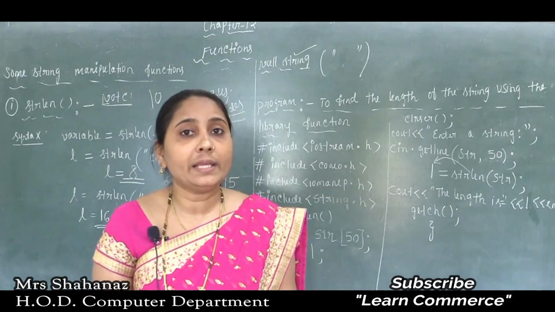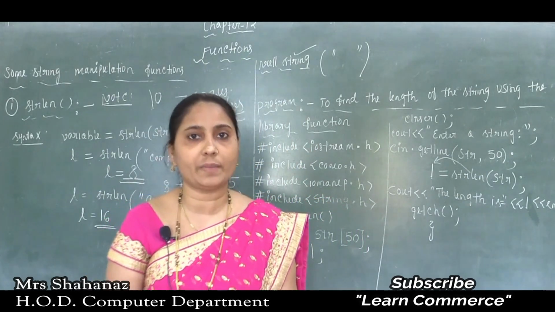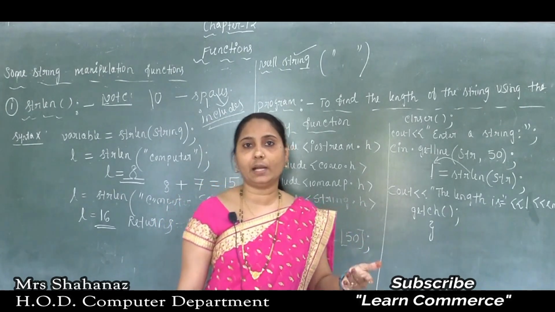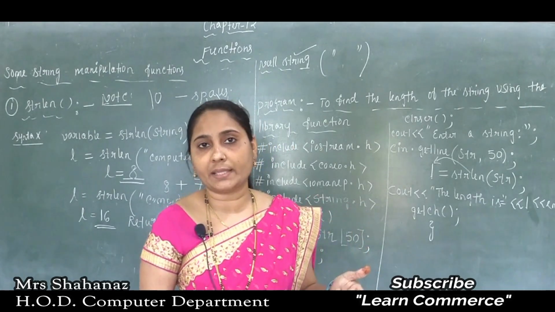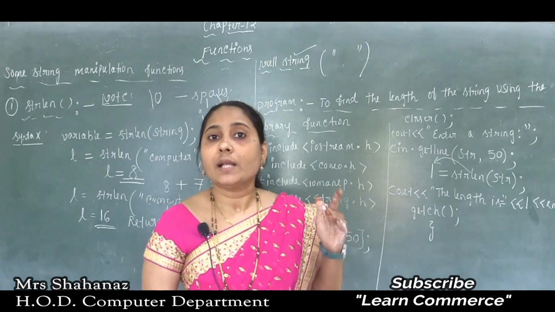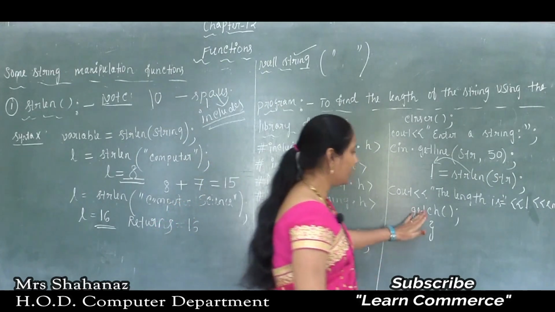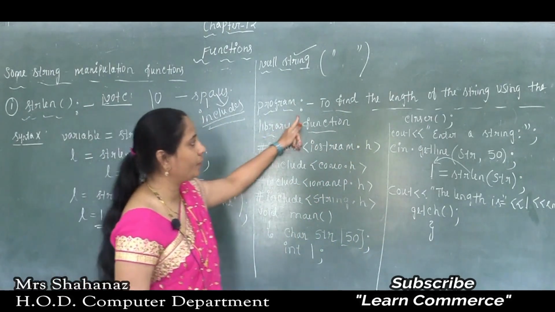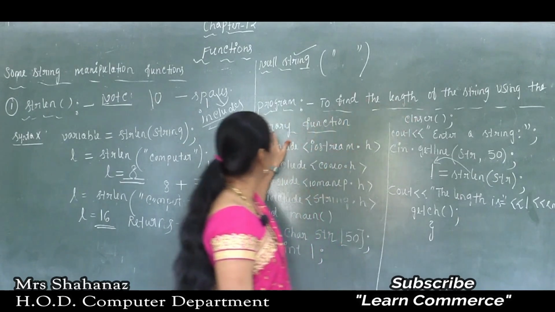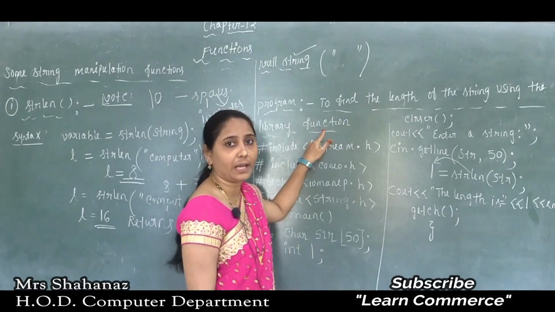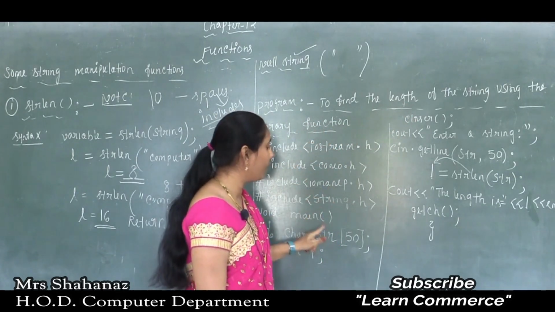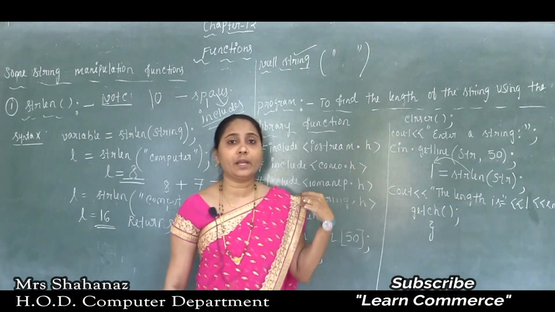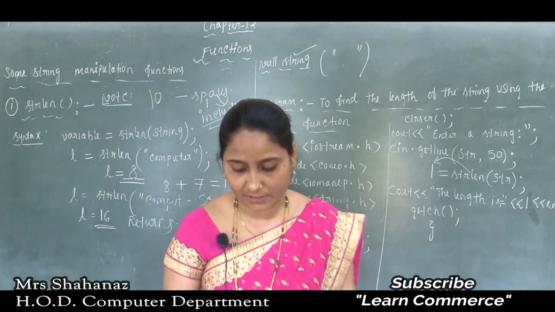If you use L in double quotation, it will be displayed as a message. If you use it without double quotation, the value we stored in L, the number of characters, will be displayed. So this is the program, and you should remember it: length of the string using a library function. Library function means strlen(str) is the library function in this program.